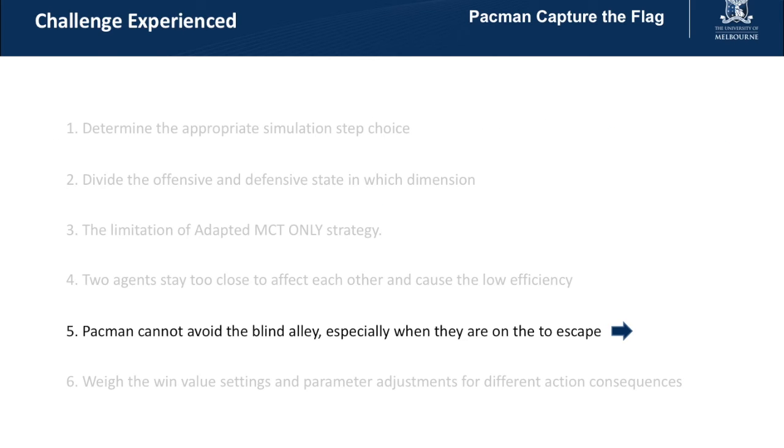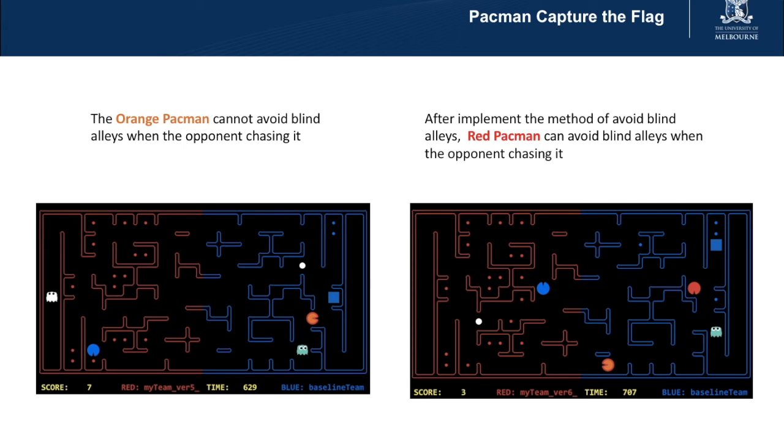The fifth challenge is that Pacman cannot avoid the blind alley, especially when they are on the way to escape. Inability to avoid blind alleys is quite a challenge. For example, we trained our Pacman to know how to avoid opponents chasing, but when they choose the way to escape, they often choose the blind alleys as normal escape routes where they will die.